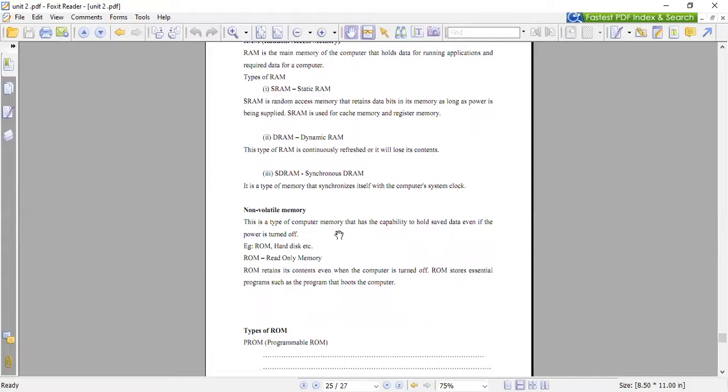Then SDRAM, nowadays we can see this SDRAM. SDRAM comes as DDR 1, 2, 3, then 4. Synchronized DRAM is the type of memory that synchronizes itself with the computer system clock. We have a system clock in our computer giving pulses, 1s and 0s, and according to that it works. So these are the types of RAM.